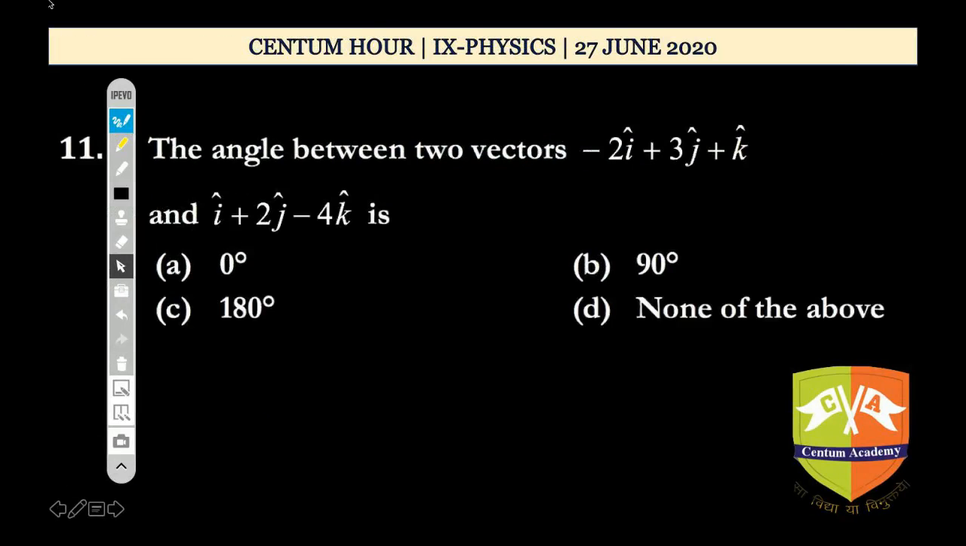Guys, look here. The angle between the two vectors was the dot product. Minus 2 into 1, minus 2. 3 into 2, plus 6. 1 into minus 4, minus 4. The sum is coming out to be 0. Sum is 0 at 90 degrees. Got it?